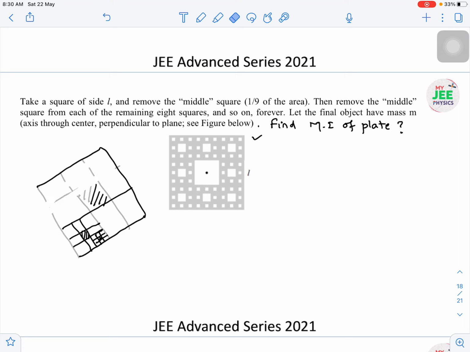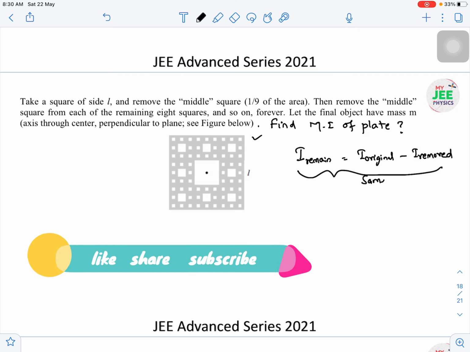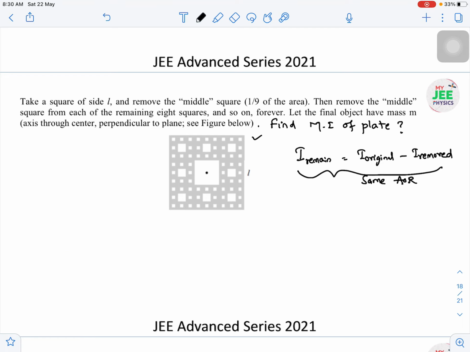If you want to solve by using integration, or usually whenever some part of the object is removed, the usual method is: moment of inertia of the remaining object is equal to moment of inertia of the original object minus moment of inertia of the removed object. All should be about the same axis of rotation. This is the method we usually follow. But here removed parts are so many, so it is very tough to follow this method.